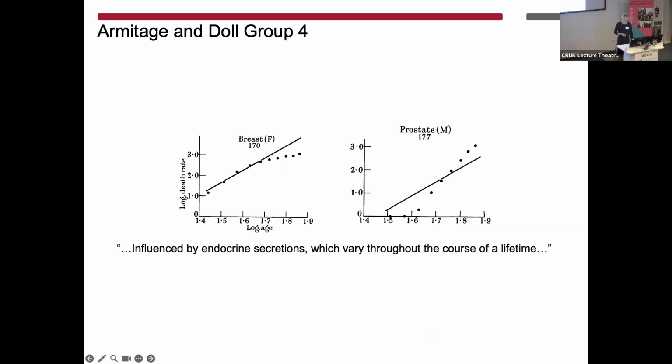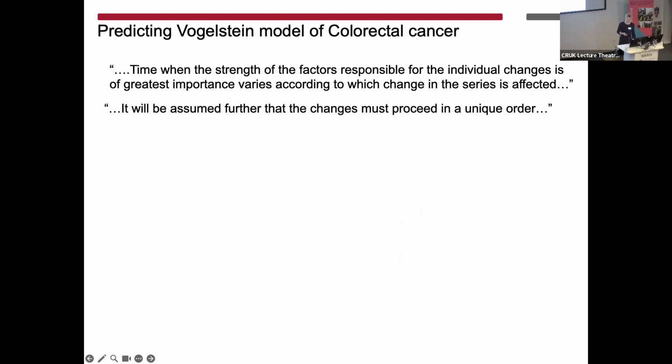So then the fourth and final group I'll describe is the cancers with endocrine, or we think endocrine drivers. And this is both breast and prostate cancer, where you have a real departure from the straight line. So the straight line is to the 6th power of the age, due to the influence of endocrine secretions, which they declare quite clearly vary throughout the course of a lifetime. Okay, so these are the 4 patterns that we went on to re-examine.